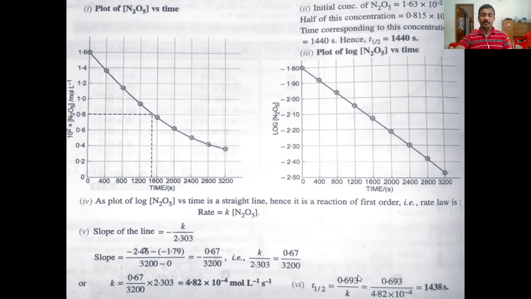Sixth, T half is equal to 0.693 by K. Substitute the value of K here and you will get 1438 seconds. Here 1440 seconds, almost equal. Okay, it is enough. Some of the important problems we discussed.